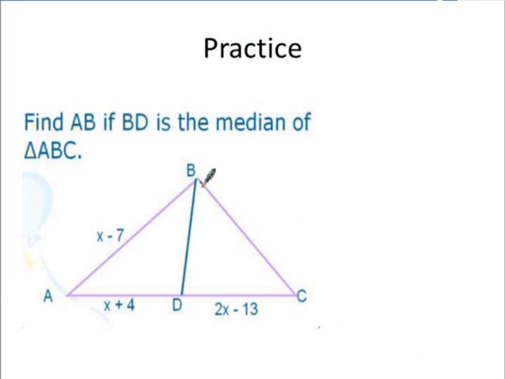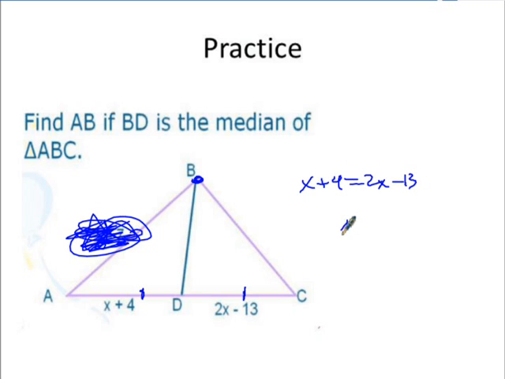So let's see how we could use this. If we tell you that this is a median, and we want to solve for x, this expression, we don't even need that one. It has nothing to do with this. Just extra information. But these two, it's a median, so that's congruent to that. So x plus 4 equals 2x minus 13, and x equals 17.